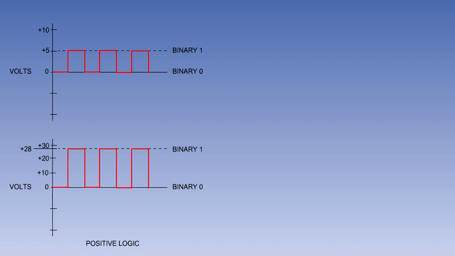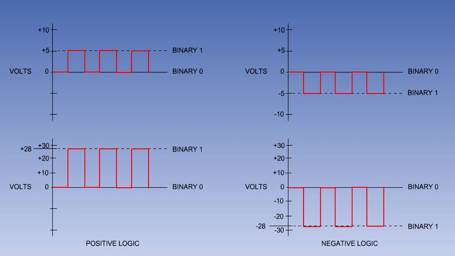In digital computers, binary 1 is usually represented by a positive voltage of typically plus 5 or plus 28 volts, and binary 0 by 0 volts or earth. This is known as positive logic. In a number of less commonly used systems, binary 1 is represented by a negative voltage and binary 0 by 0 volts. This is called negative logic.